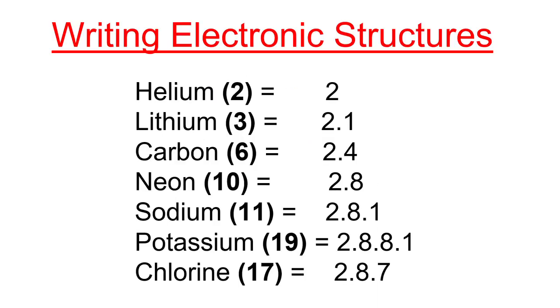You need to be able to write the electronic structures as follows, where each dot represents a new shell. Look at lithium 2.1, sodium 2.8.1, and potassium 2.8.8.1. They're all in group 1.